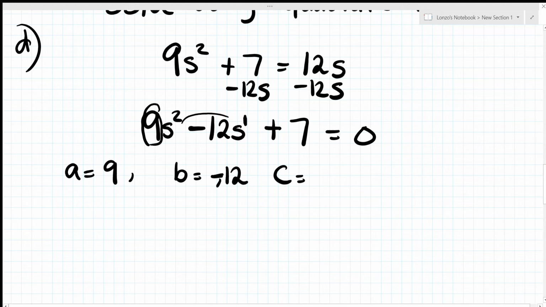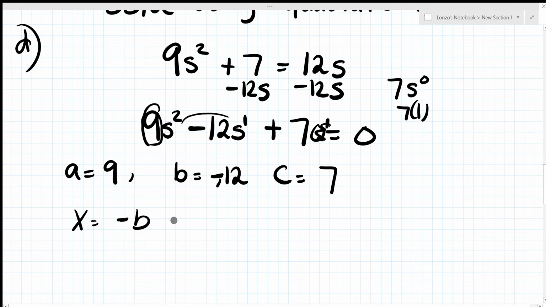And then our lowest degree, which is 7, because that's like saying 7 times s to the 0 power, and we know that anything to the 0 power is 1, and then 1 times 7 is 7. So it's not the degree we're looking for, we're looking for the coefficient of the 0 degree, which is 7. Now remember, the quadratic formula is x equals the opposite of b plus or minus the root of b squared minus 4ac, all over 2a.